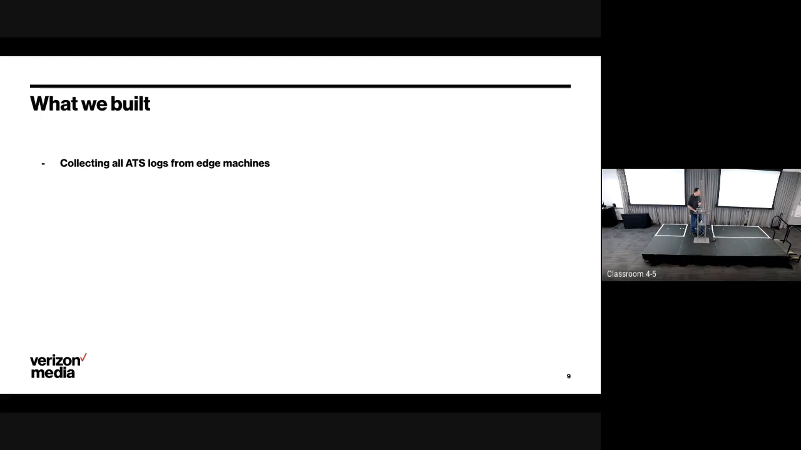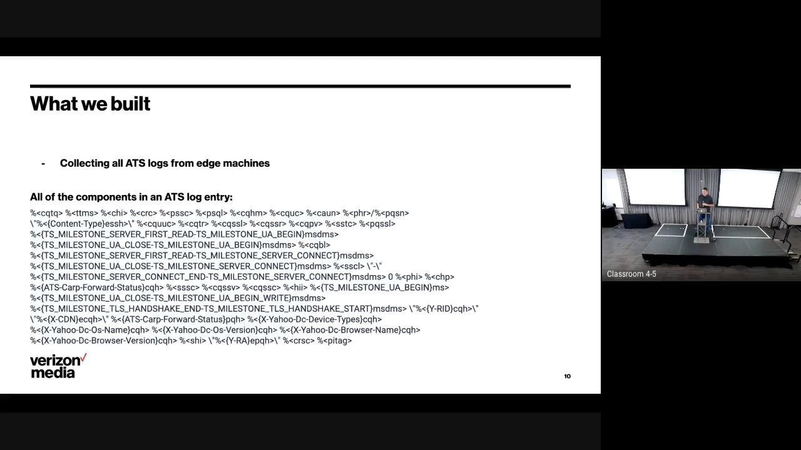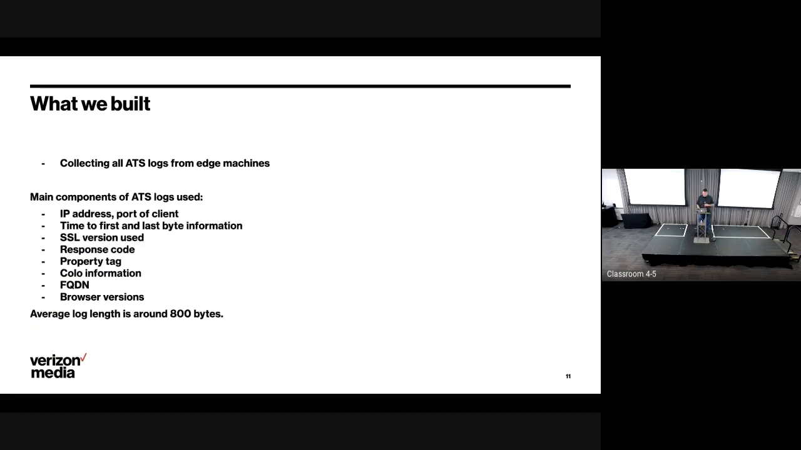So here's what we ended up building with it. We basically were collecting all ATS logs from the edge machine. So all the logs come in, we're collecting those. This is a quick snapshot from some documentation of all the components of that. But for the most part, the ones that we're really looking at are IP address, port of client, SSL version used, and some of the response codes, which are helpful for the ATS teams for debugging. We got colo information, fully qualified domain name, we get browser versions.